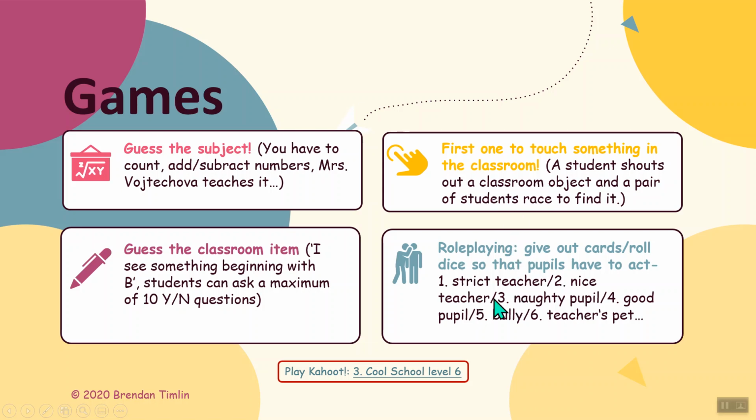And role playing, okay, you give out some cards, 1 to 6. For example, strict teacher, nice teacher, naughty pupil, good pupil, bully, teacher's pet. And the pupils have to act out what's on their card. They could do it in pairs if needed, and the others have to guess what they're playing.